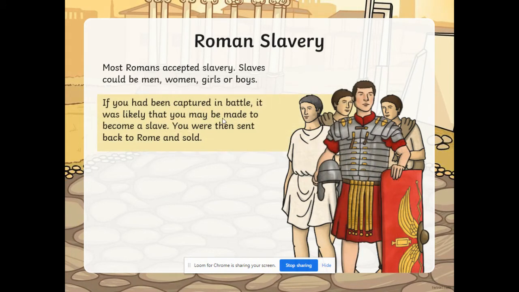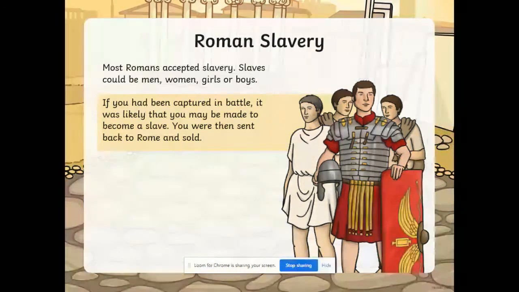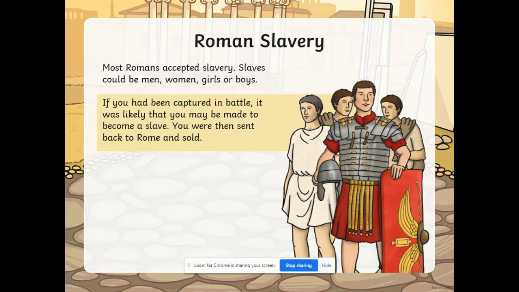If you had been captured in battle, it was likely that you may be made to become a slave. You were then sent back to Rome and sold. So if you fought the Romans and got captured instead of died, you would become a slave. And then you're sent back to Rome. Remember we did all the roads? So you were sent back to Rome via all the roads. And then you were sold.